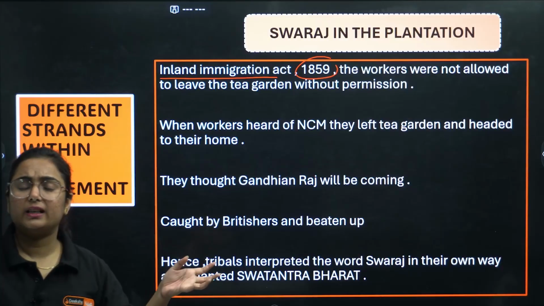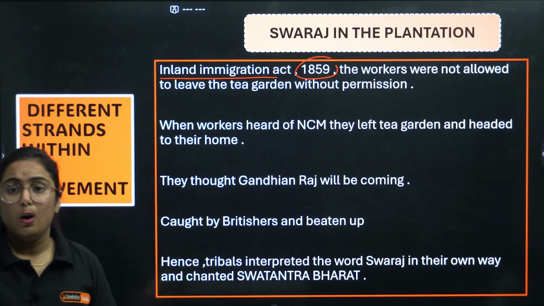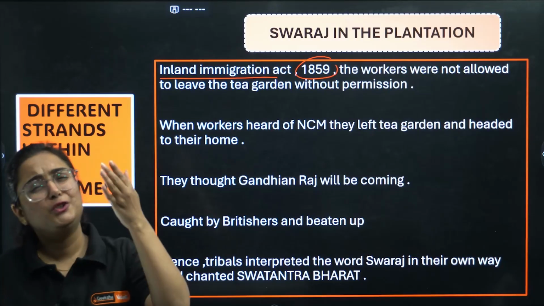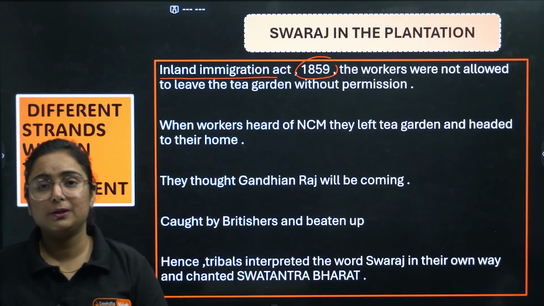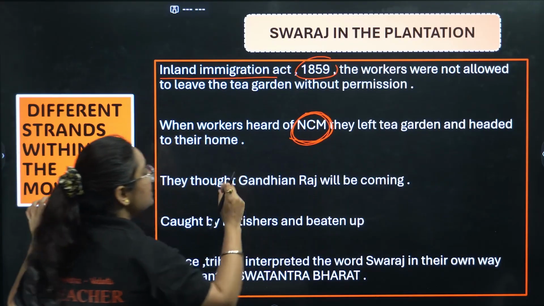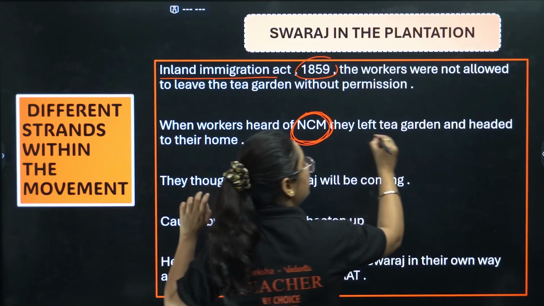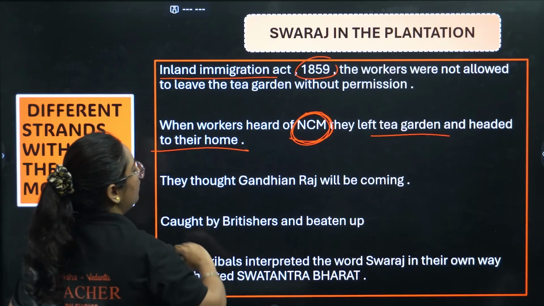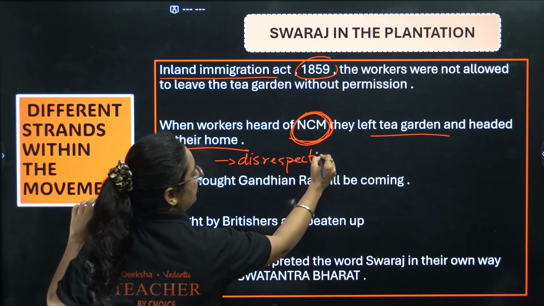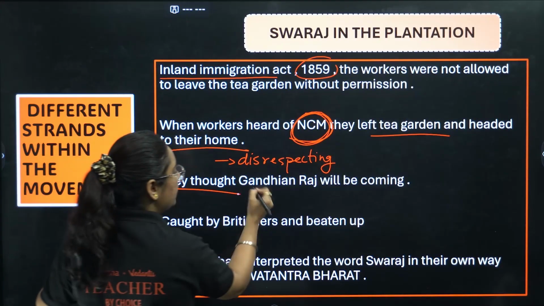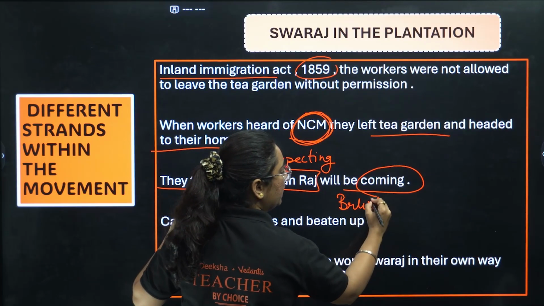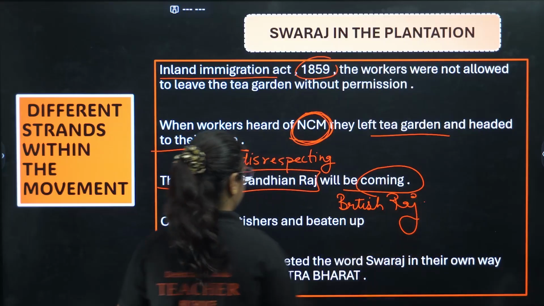They are just taking the right to life even, right? The workers were not even allowed to leave the tea gardens without permission. And do you think that permission would ever be given? No. So when workers heard of the non-cooperation movement organized by Gandhiji, they immediately left their tea gardens and headed to their homes, disrespecting the law made by Britishers. Get my point? They thought that Gandhian Raj would be coming, replacing the British Raj.